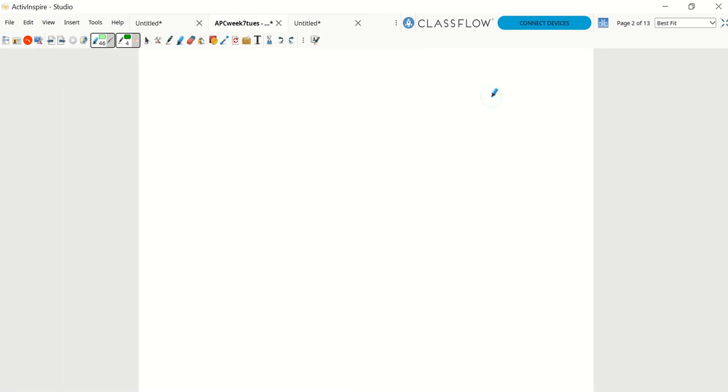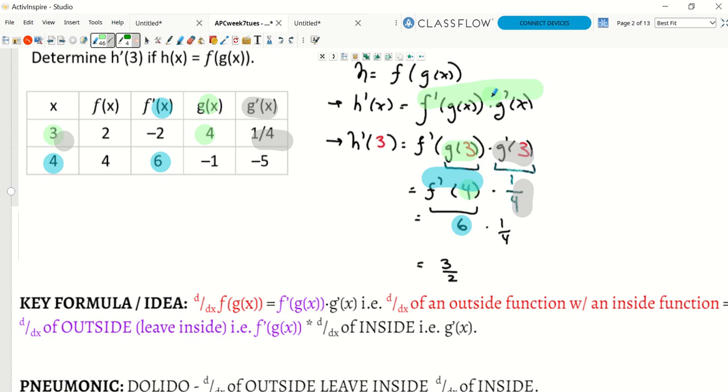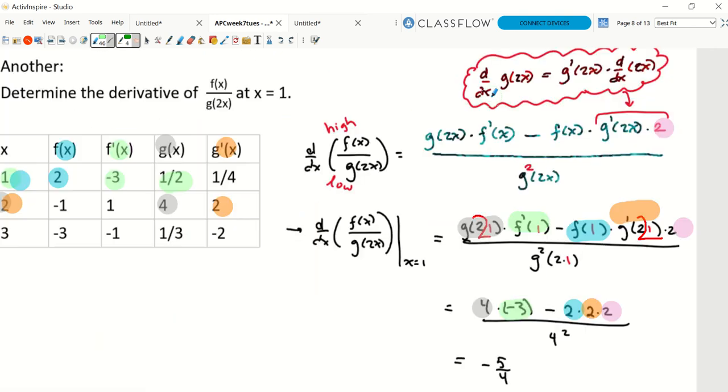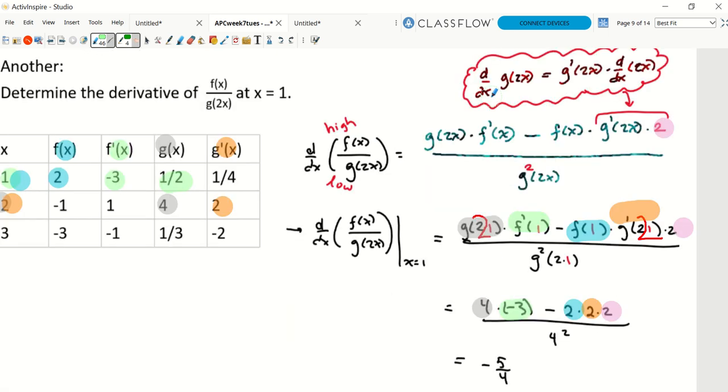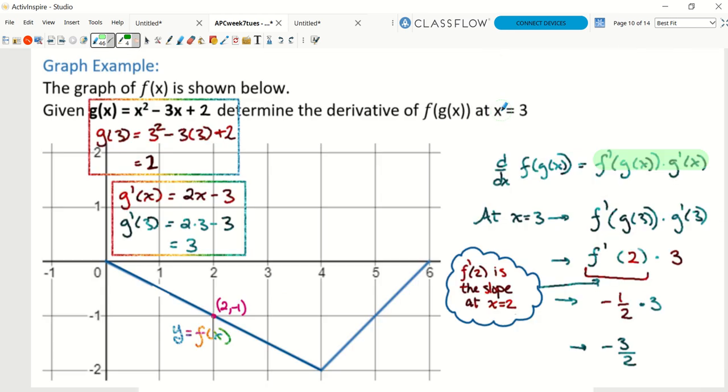So this top green right here, I literally copy and paste it right here. Now, anywhere you see an x, we're going to put a 3, hence the 3 is right here and here. Now, g regular of 3, we're going to plug in 3 into here and get 2. So g regular of 3 is 2.